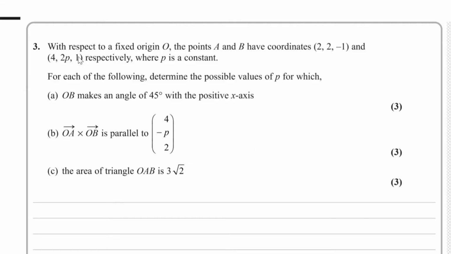Question number 3. With respect to a fixed origin O, the points A and B have coordinates 2, 2, minus 1 and 4, 2p, 1, respectively, where p is a constant. For each of the following, we have to determine the possible values of p for which, for part A, OB makes an angle of 45 degrees with the positive x-axis. So for part A, before we do anything else, we need to find the magnitude of the vector OB.